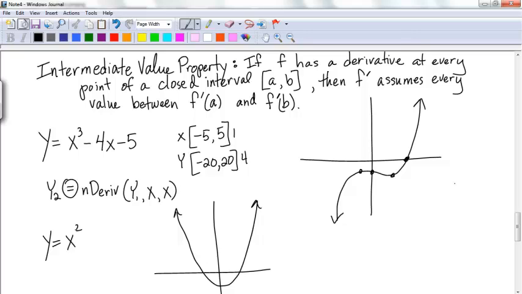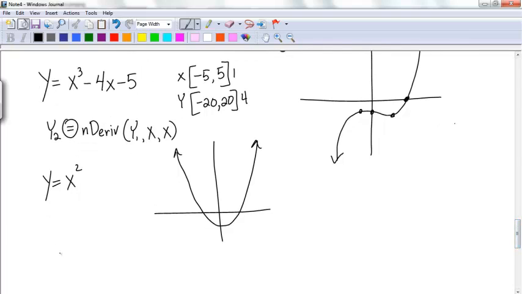If I have you take the derivative of this graph, what would it be? It would be a line. It would be an x to the first. Okay, so that brings up their last point.